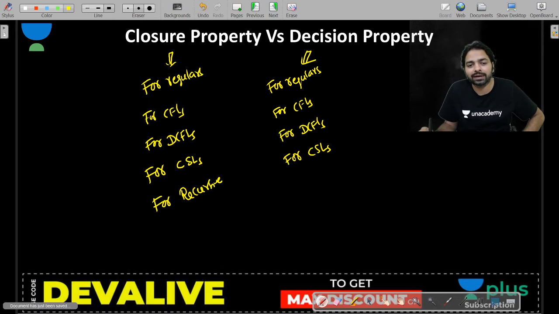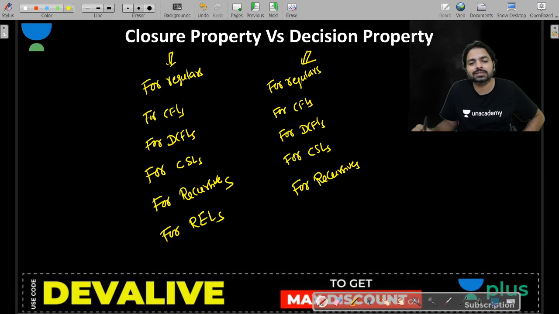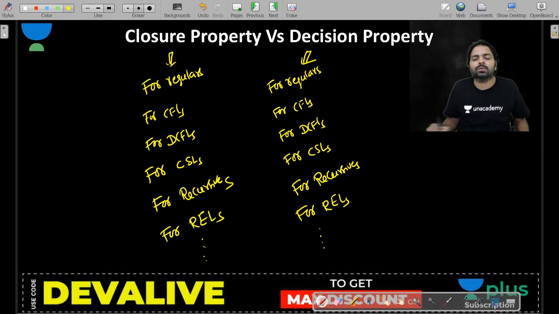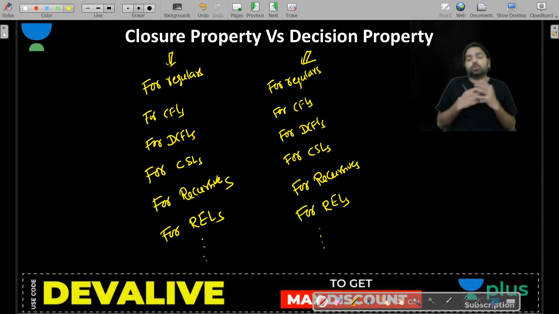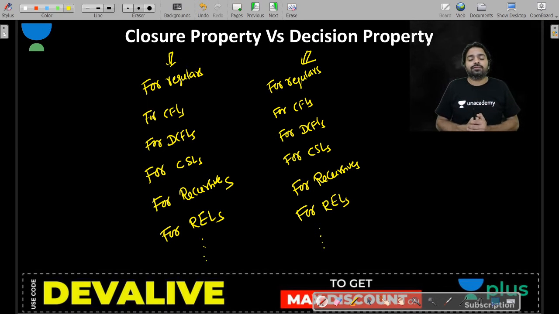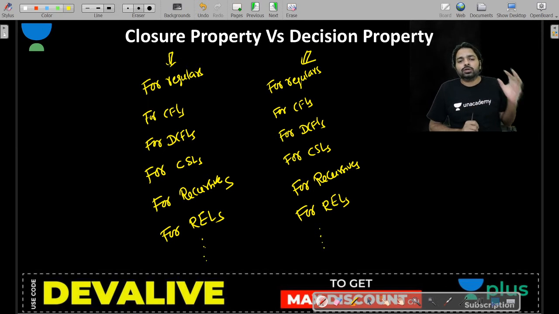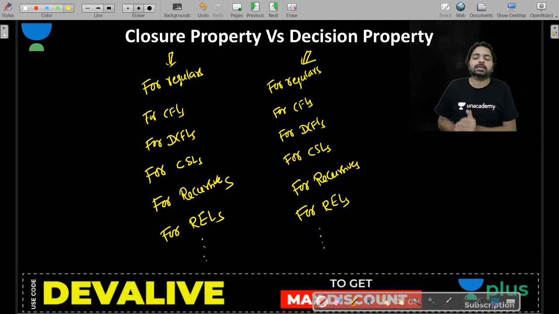But most of the properties for CSLs and recursive languages are only decidable. Recursives, and for RE languages, RELs. And maybe you can say finite languages, infinite languages. So many domains are there in the world. For both closure and decision properties, we have domains to talk about. But in closure property, the result is again a language. For decision properties, the answer is yes or no.